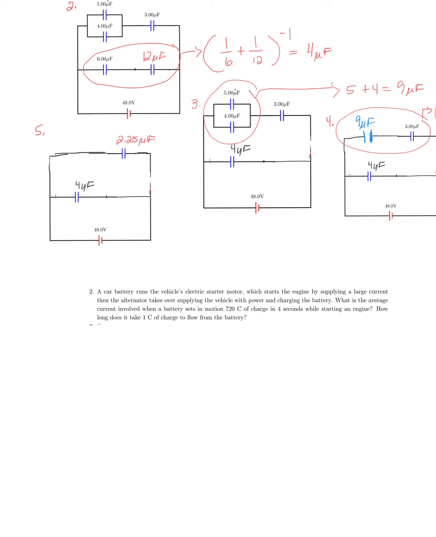So now we're going to combine these two right here, which we can do right here. And these are in parallel, so we're just going to add them linearly. And that's going to give us 6.25 microfarads.